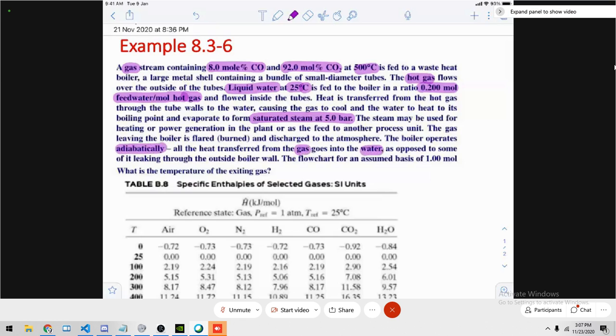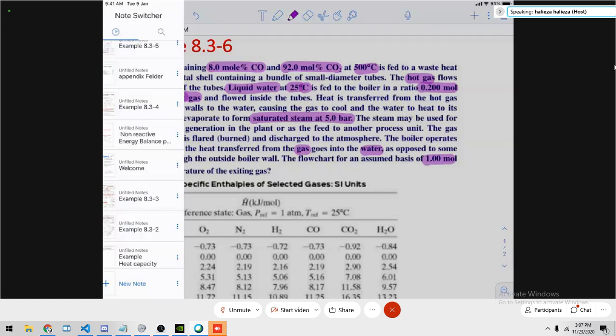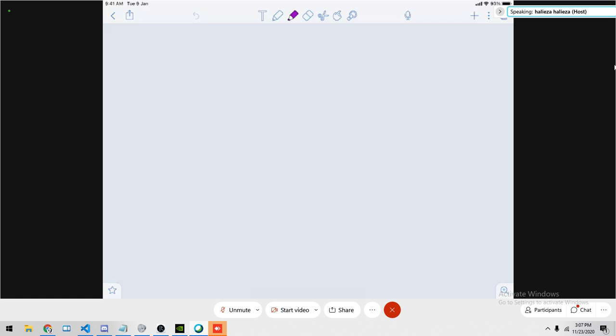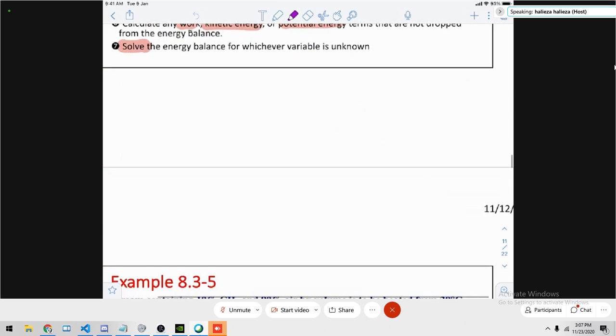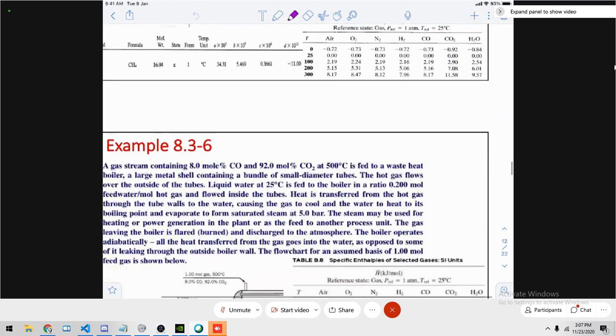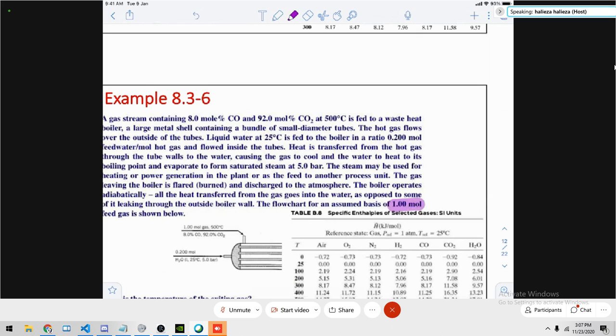Your hot gas is going to transfer its heat to the water. So the water is going to get heated up and the hot gas is going to be cooled down. That's what the system is all about. It's going to be adiabatic, so none of the heat is going to be lost to the surrounding. The flow rate, you're going to assume a basis of 1 mole of what? Let's look at the question properly. 1 mole of the feed gas.